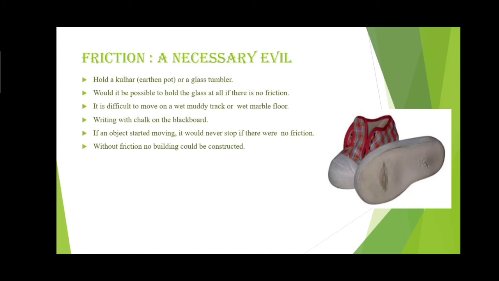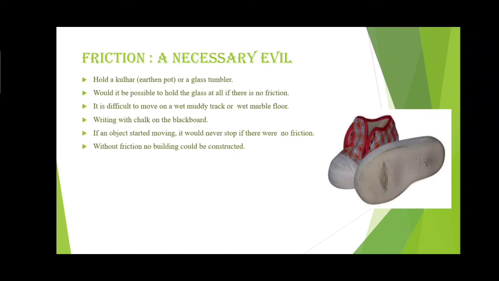Then there is no friction between the chalk and the board. If an object started moving, it would never stop if there were no friction. If there is friction, when we move an object, the object may stop. If there is no friction, the object never stops. Then without friction, no building could be constructed.